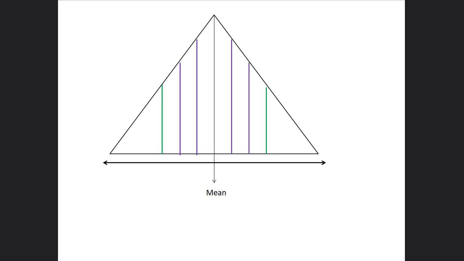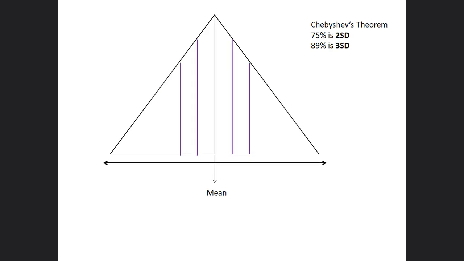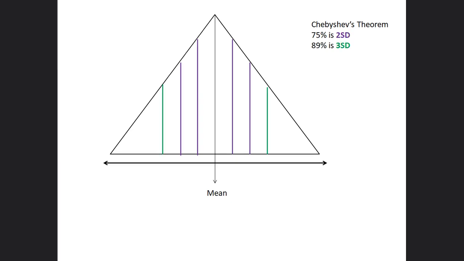Chebyshev's inequality is based on 2 standard deviations and 3 standard deviations. So from the center, we're going to draw 2 lines to the right, 2 lines to the left. And then we're going to add 1 extra line to the right, 1 extra line to the left. Now we have 3 standard deviations to the right, 3 standard deviations to the left.